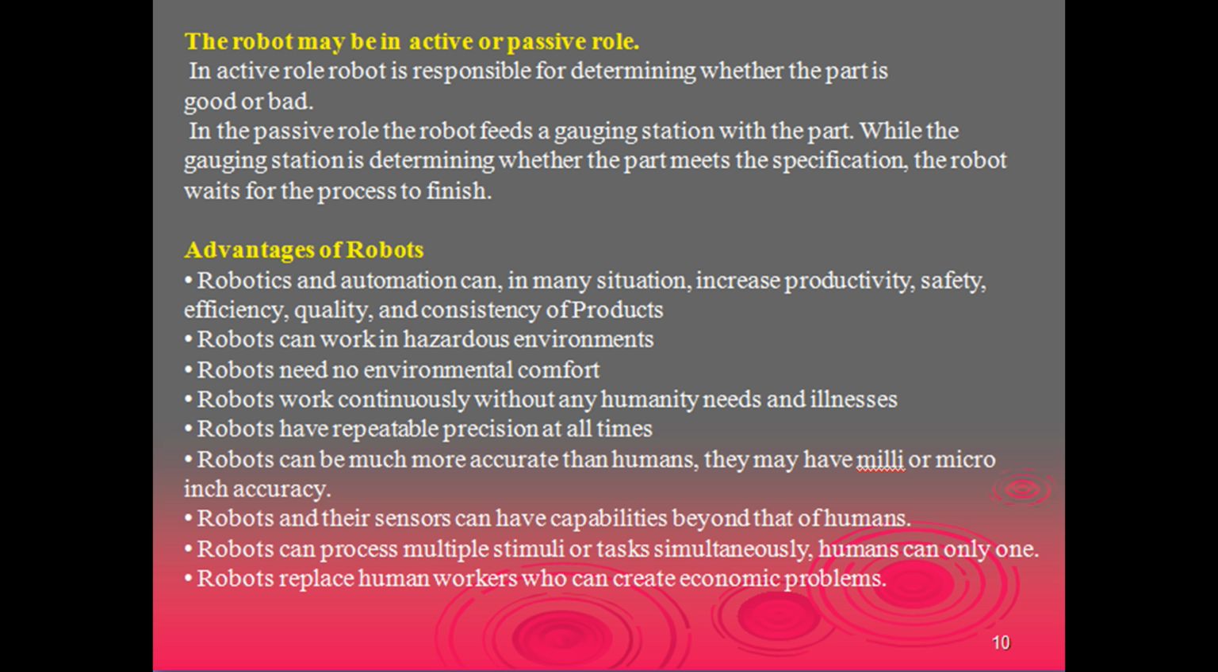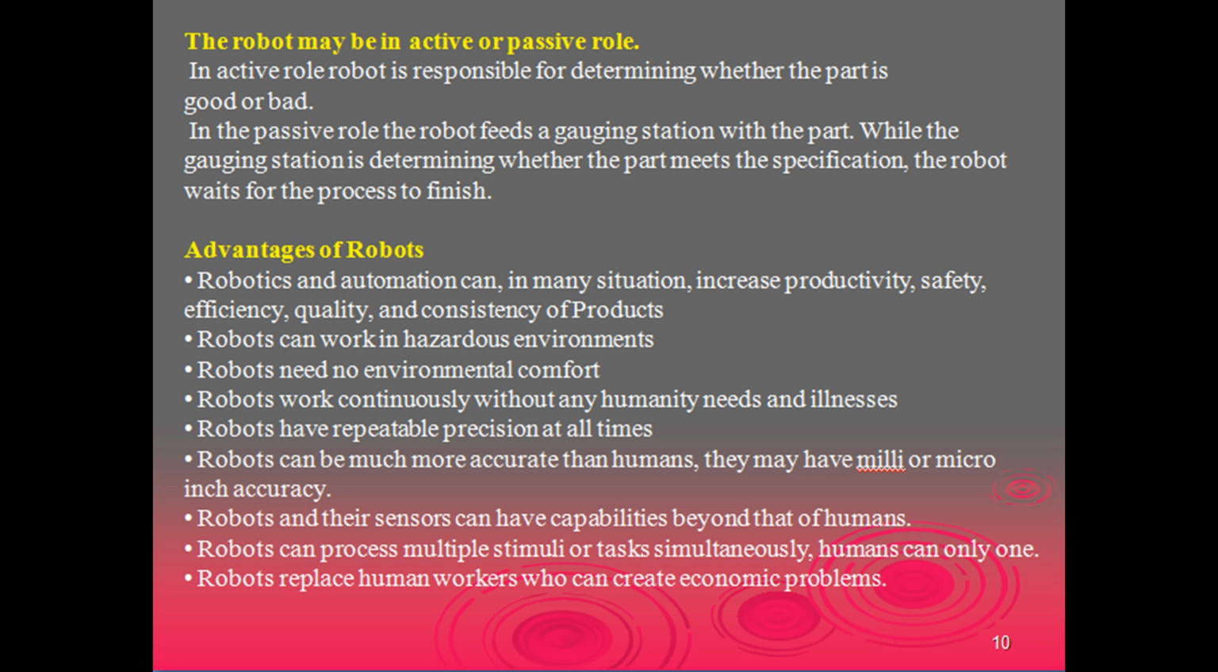In the active role, the robot is responsible for determining whether the part is good or bad. In the passive role, the robot feeds a gauging station with the part, while the gauging station is determining whether the part meets the specification. The robot waits for the process to finish.